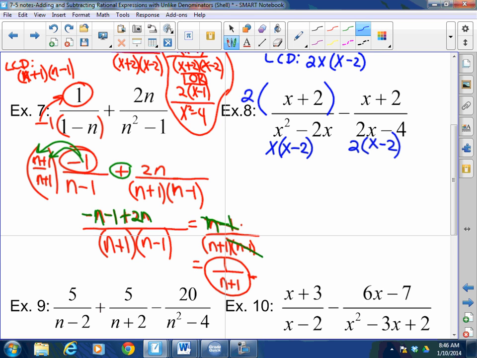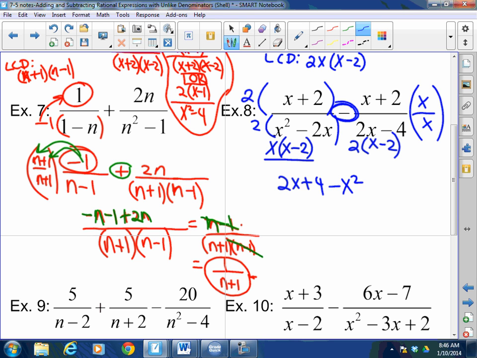A 2. Just a 2, guys. Because I already have an x times x minus 2 here. Now, what do I need to multiply to this one? Just an x. So, let's distribute. 2x plus 4. This is a negative, correct? So am I going to distribute an x or a negative x? So this is negative x squared minus 2x over 2x times x minus 2.